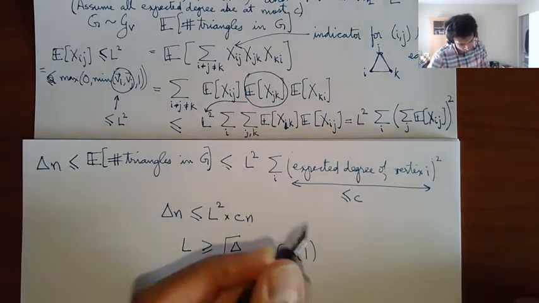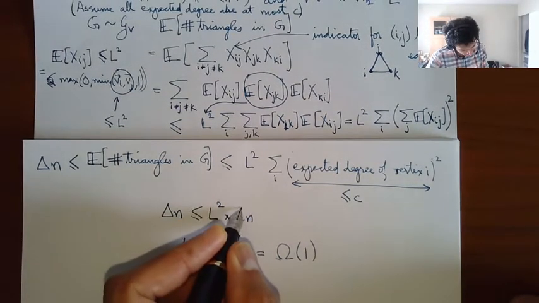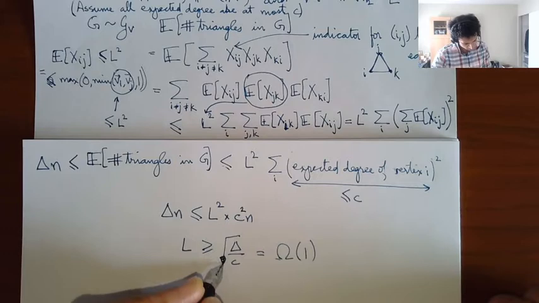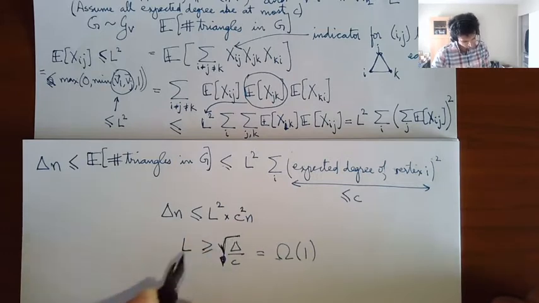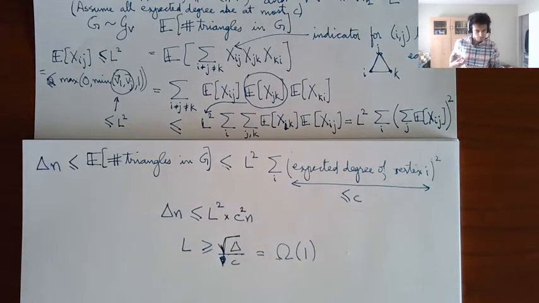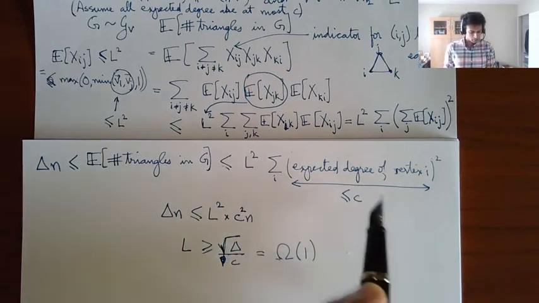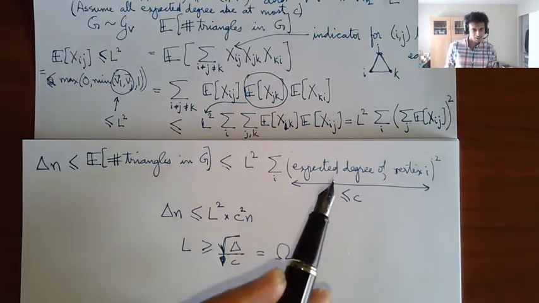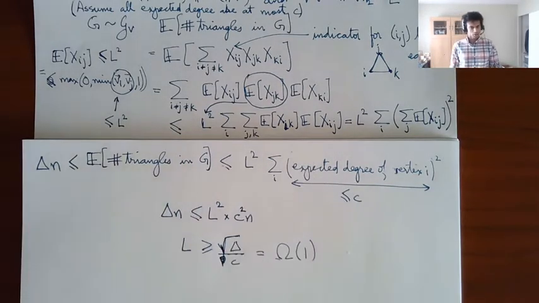Okay, so I guess, sorry, I probably fudged it. This should be C squared. So it's L squared times C squared, right? The degree is C, so it's squared, C squared, and this is what I got. Root delta divided by C, this is omega 1. Okay?